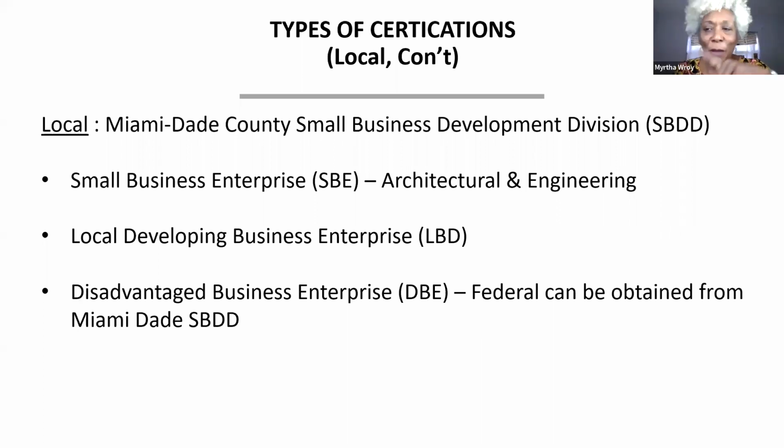I'm so glad you mentioned the airport. I need to update this. But the airport is the ACDBE, the airport concession disadvantaged business enterprise. Now, the ACDBE is only for vendors that want to have a concession, or that want to be a vendor, or that want to have a restaurant. So this is the only thing that it covers.